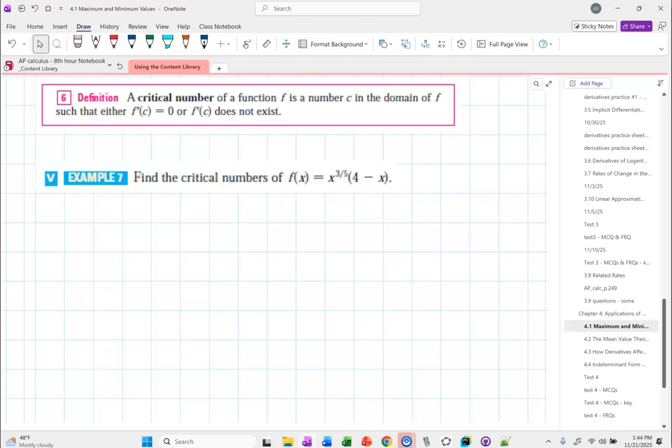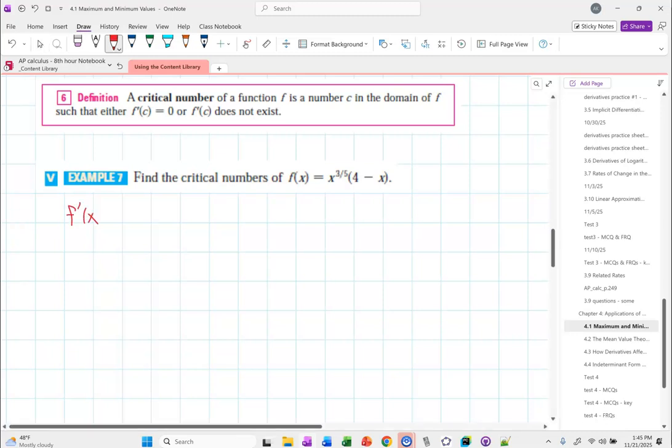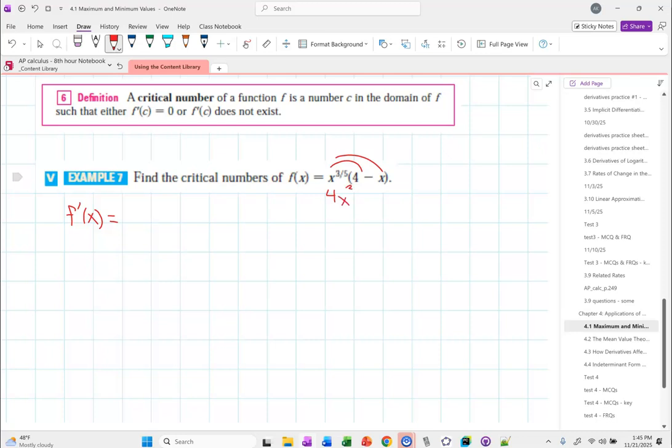What should I do first if I'm looking for the critical numbers for this function? Take the derivative. Great. How do you want to do that? What's going to be the easiest route? Okay, you can absolutely do the product rule. Is that going to be the easiest route? Yeah, what if we just distributed it, right? If I do that, I have 4x to the 3/5 minus x to the 8/5. And do I need a product rule now? No.